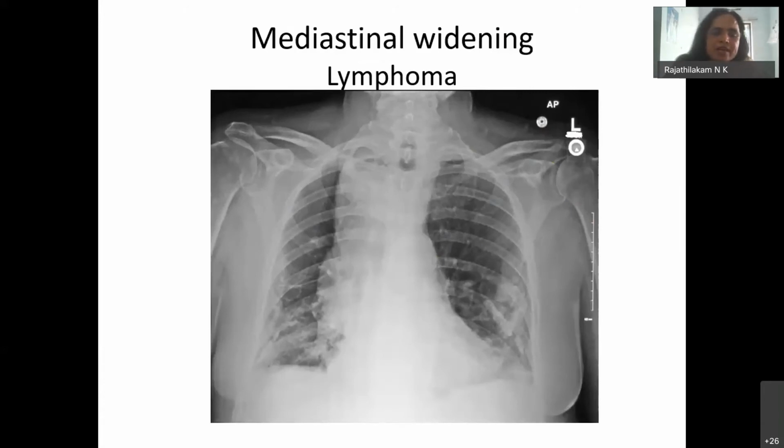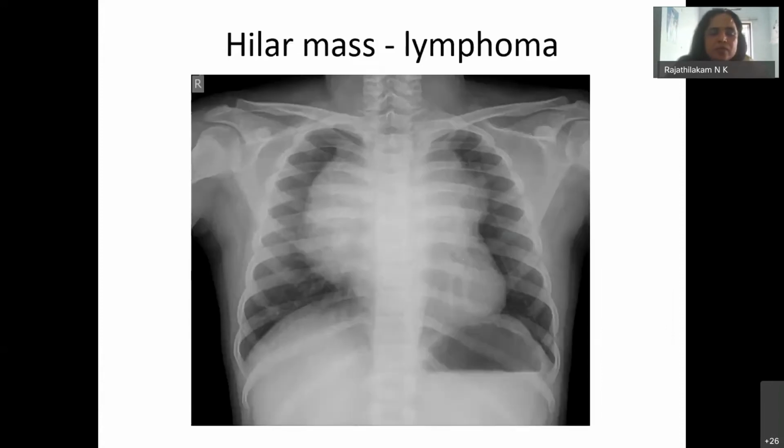This is mediastinal widening. This is a case of lymphoma. Mediastinal widening can be seen in lymphoma, thymoma and similar cases. Next slide. This is a hilar mass seen in lymphoma. Next.